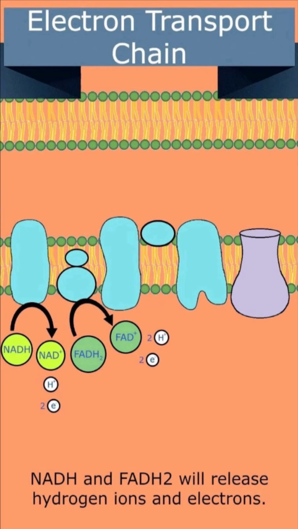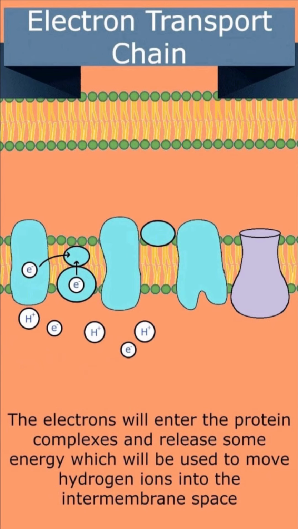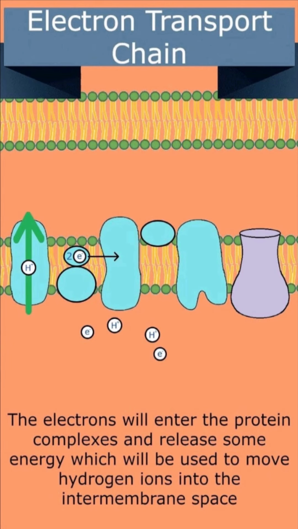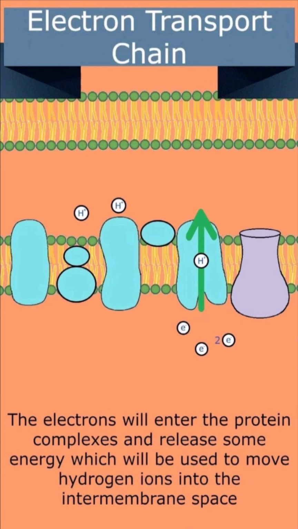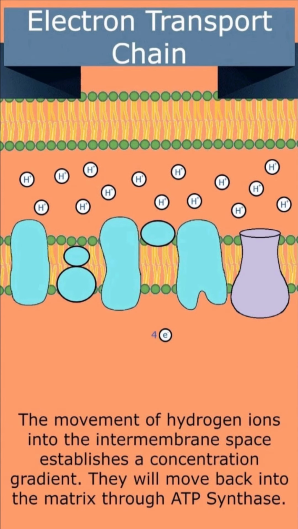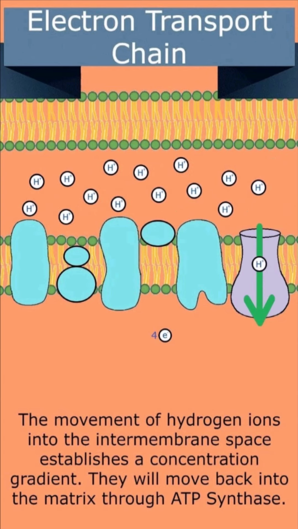NADH and FADH2 will release some hydrogen ions and energetic electrons. Those electrons will release some energy in the protein complexes, which will be used to move hydrogen ions from the matrix to the intermembrane space. As the hydrogen ions are moved into the intermembrane space, the concentration gradient will be established and the ions will want to move back into the mitochondrial matrix.